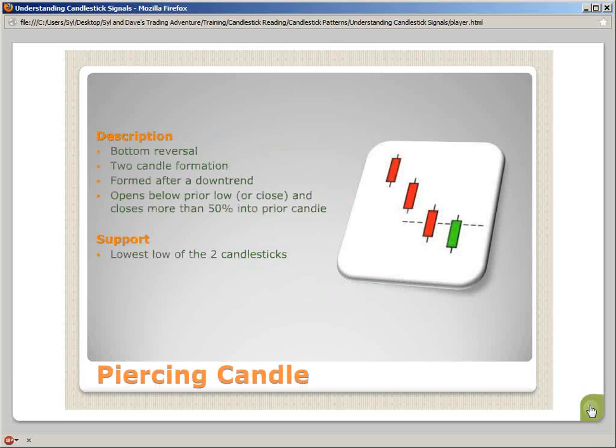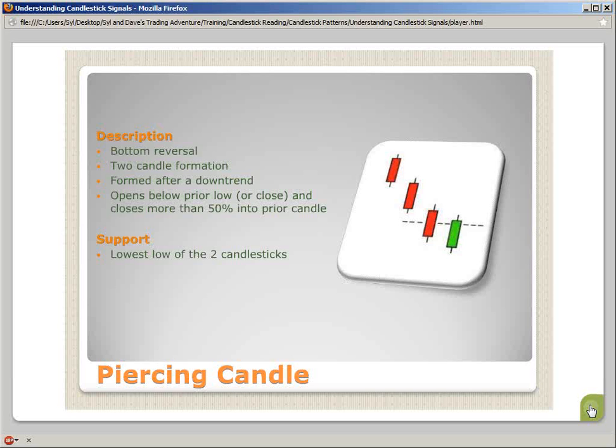All right, so piercing candle, you can see from the diagram, again, bottom reversal. It's a two candle formation this time, not a single candle formation. Again, formed in a downtrend. It opens lower, so it gaps lower than the prior close, possibly gaps below the low, which would be even better, and then closes at least halfway up the prior candle. So you can see the line there. It has to close beyond the halfway point. The lower it opens, the better, because obviously the stronger the thrust back higher. If it opens below the low of the prior day, even better.